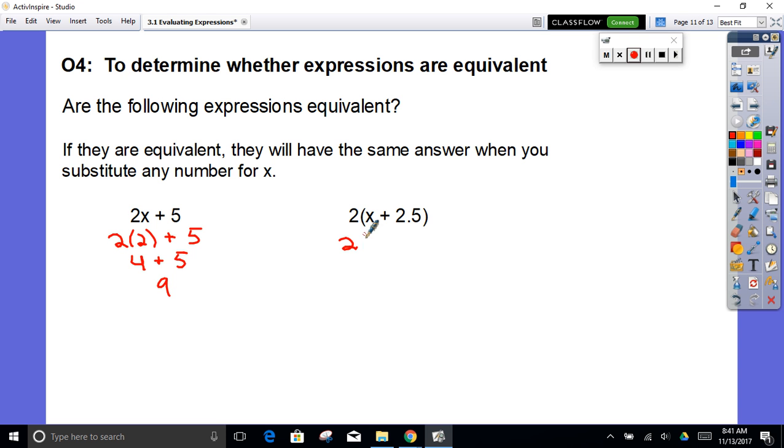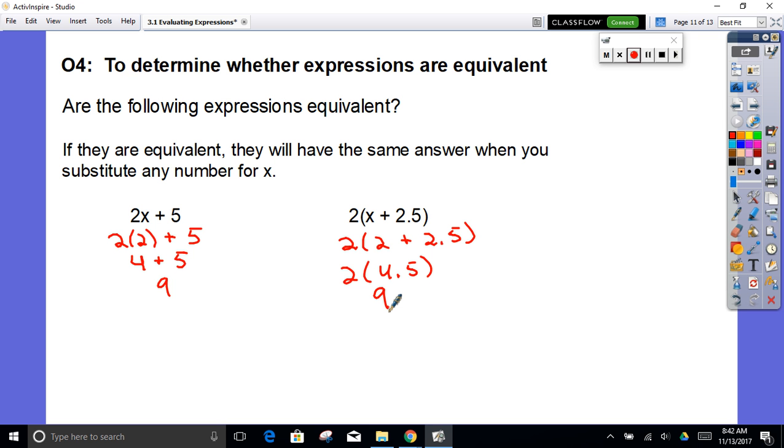If we use 2 over here, we have 2 times 4.5, which is 9. So Adria tried a number. She tried 2, and they came out to the same answer, so therefore they are equivalent.